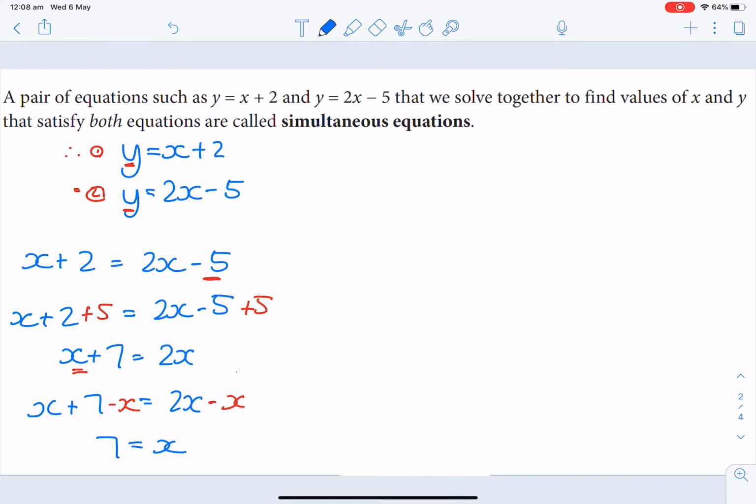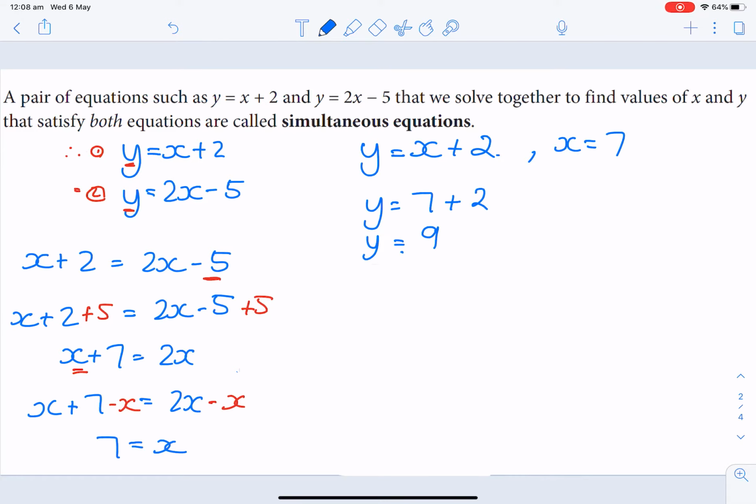So I've solved that. And then I need to substitute this back into one of my initial equations. I'm going to use the really easy one. Y equals x plus 2, where x is equal to 7. So if I substitute x into this equation as 7, I go y equals 7 plus 2, y equals 9.